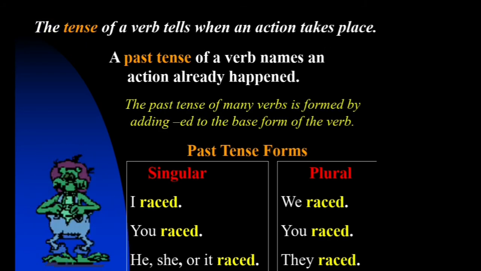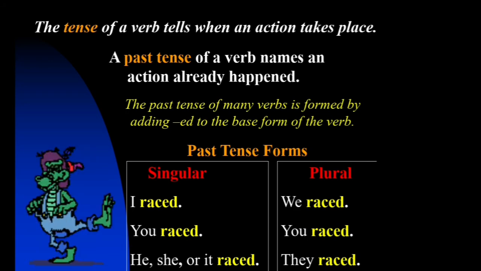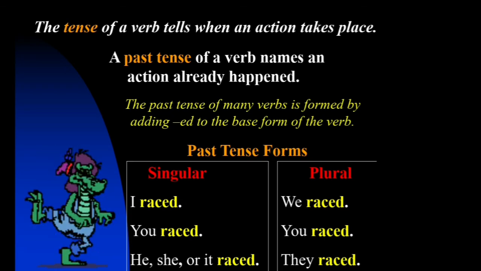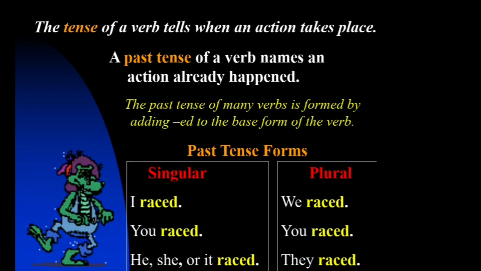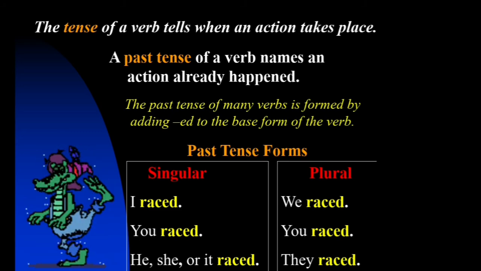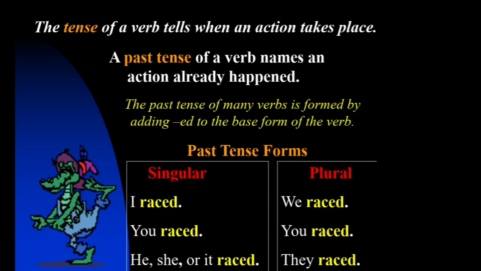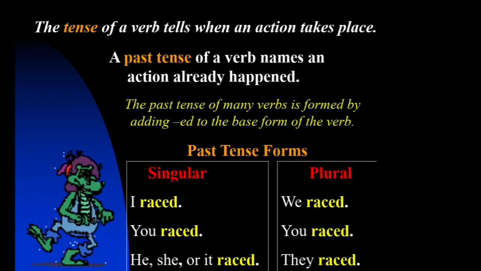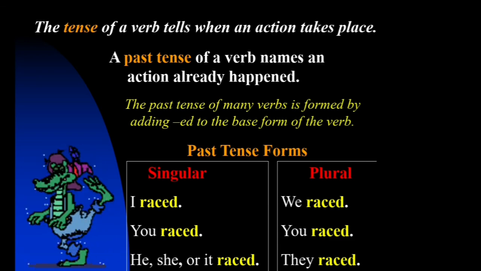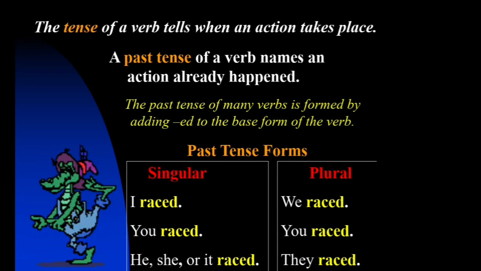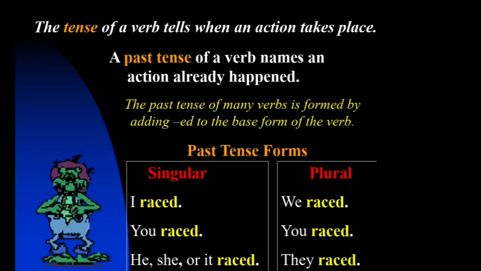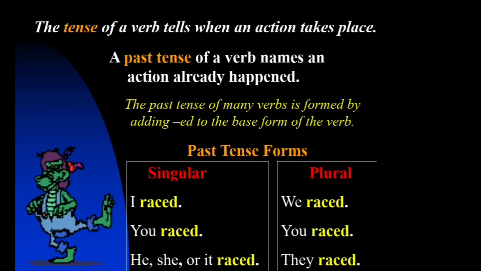The tense of a verb tells when an action takes place. A past tense verb names an action that already happened. The past tense of many verbs is formed by adding ed to the base form of the verb. Past tense forms, singular: I raced, you raced, he, she, or it raced. Plural: we raced, you raced, they raced.